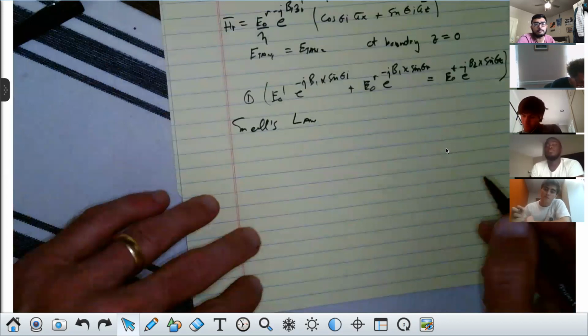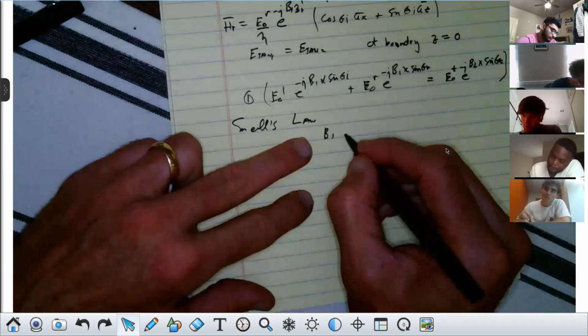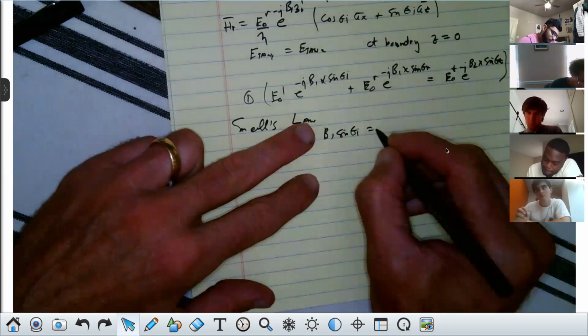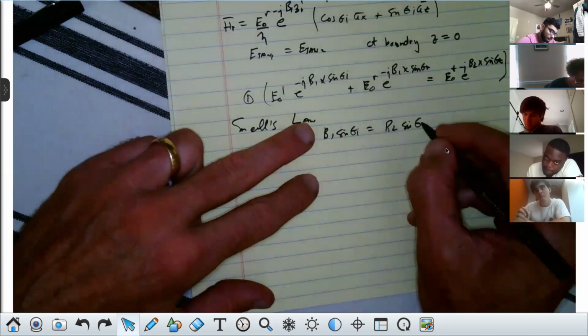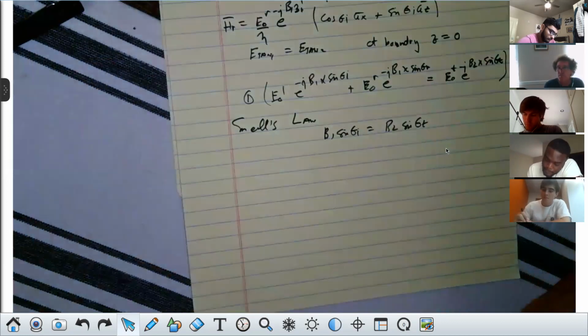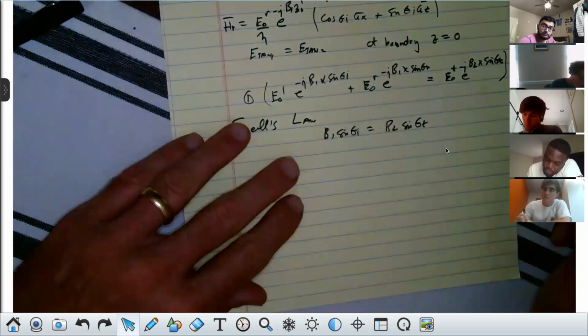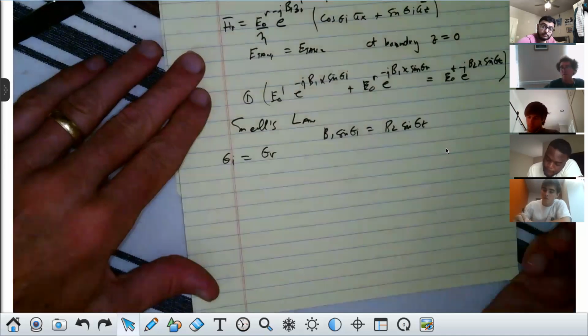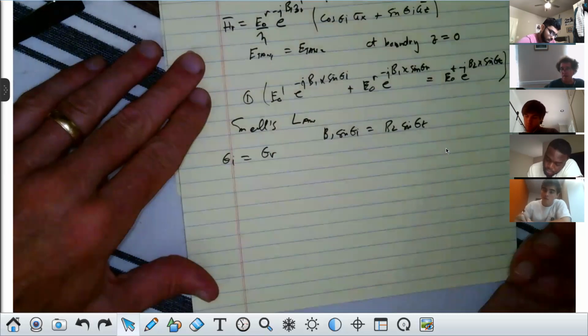Snell's law says beta 1 times the sine of theta incident is equal to beta 2 times sine of theta transmitted. Now that's normally the way it is. And it also implies that the incident angle is the reflected angle. And remember, our angles are measured with respect to the normal, not the parallel to the plane.